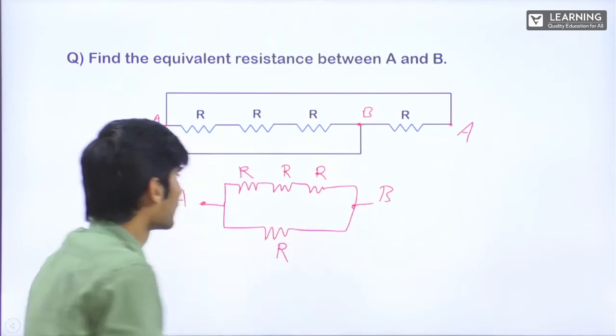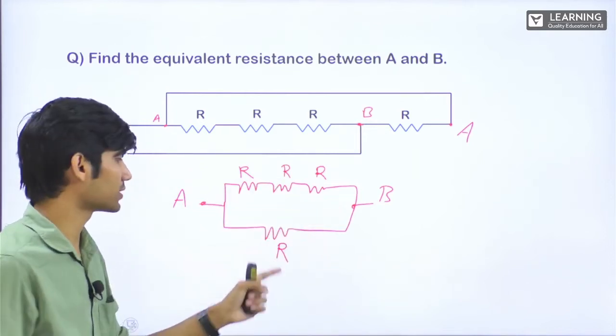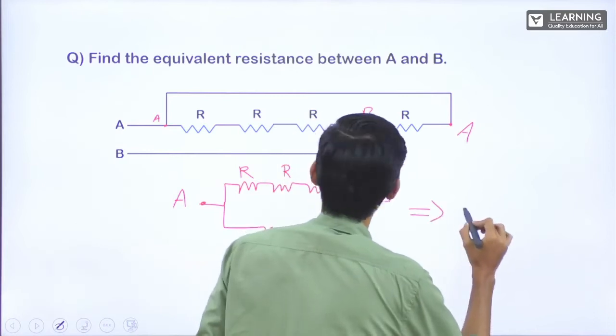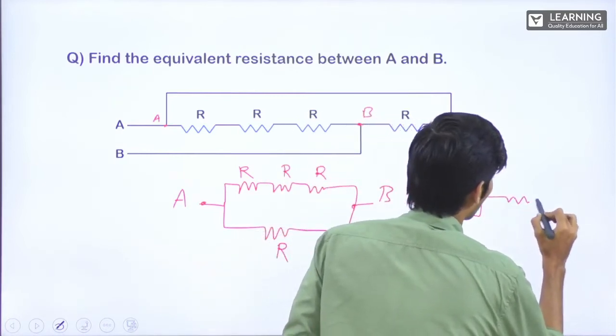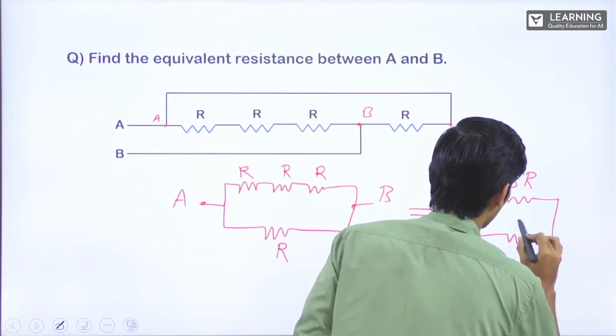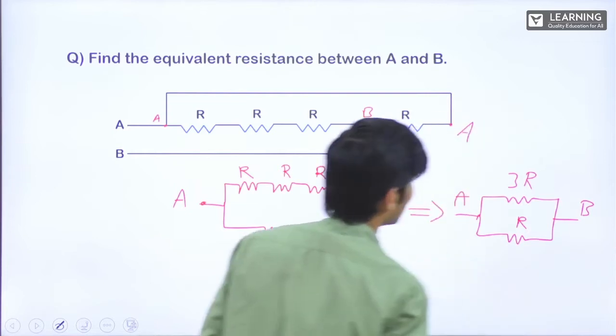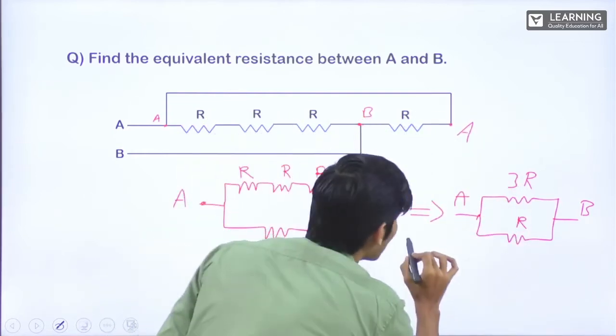Correct? Now can you do it easily? These three are in series. This is in parallel with it. So it will be 3R. Then here it will be R. This is A. This is B. How much will this be?